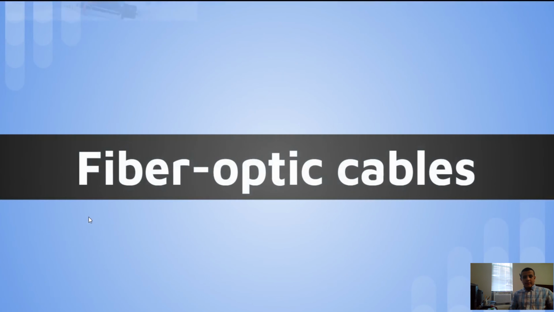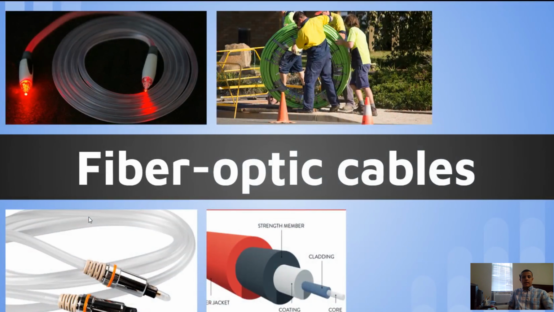The second type of cable we're going to be looking at is fiber optic cable. Now, a fiber optic cable, optic is like light, like optical, if you've ever looked at light. So a fiber optic cable is a light cable. And so it transmits light, right? This is an example of a fiber optic cable. And there's a group of people installing some fiber optic cables.